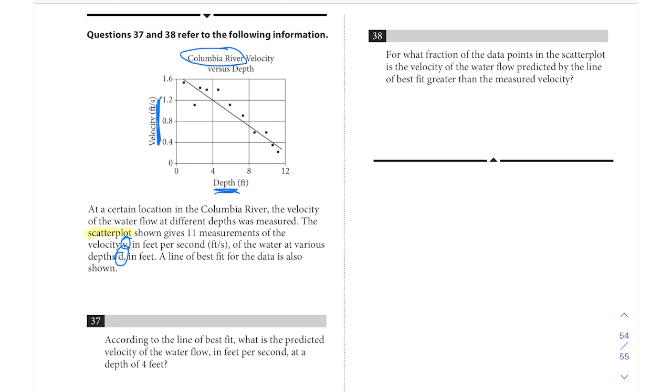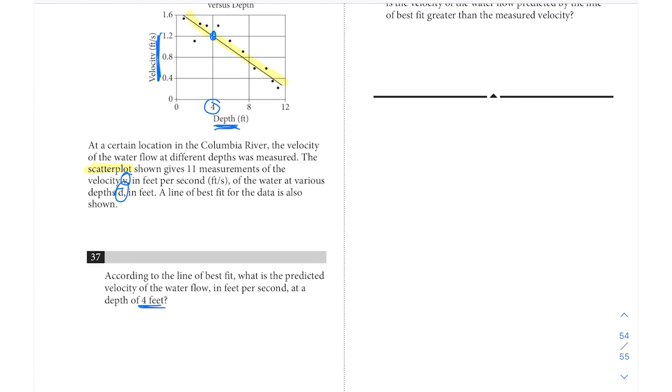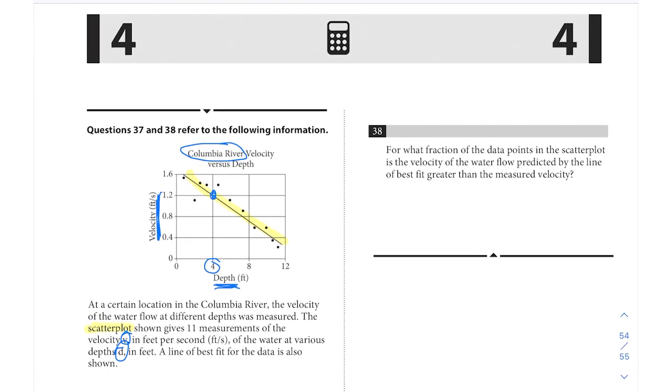So when they say predicted, that means according to the line of best fit. So it means there's not going to be an actual data point there. It means along this line, the highlighted line that we see here, at a depth of 4 feet, what is the corresponding velocity? So at a depth of 4 feet, we look here, follow that up to the line. I see this point here, and that velocity looks to be 1.2 feet per second. And let's check the units just to make sure. In feet per second. Okay, good. They didn't throw us a curveball there, so our answer to 37 is going to be 1.2.